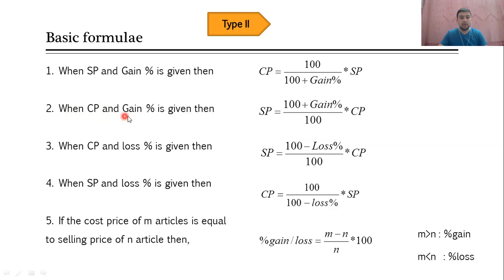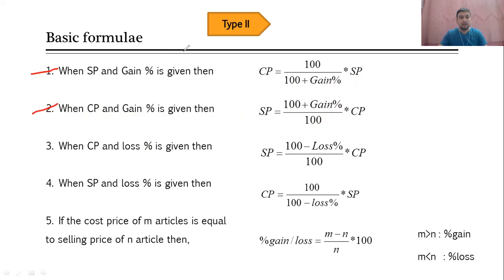When CP and gain percentage is given, SP is equal to (100 plus gain percentage) divided by 100 into cost price. Even if you remember this formula, you can calculate SP from this. How can you calculate selling price? 100 plus gain percentage upon 100 into cost price. Okay, so I hope these two formulas are clear to you.